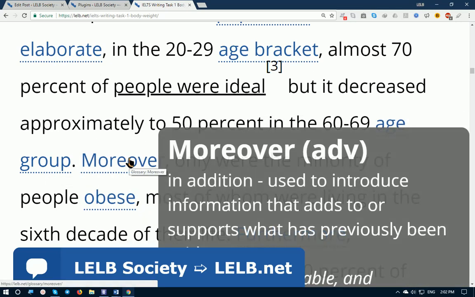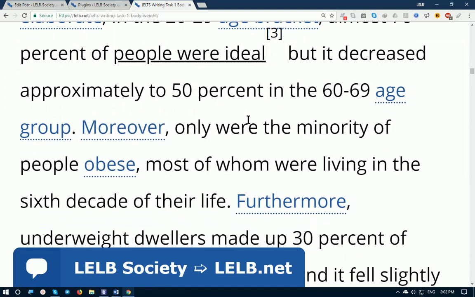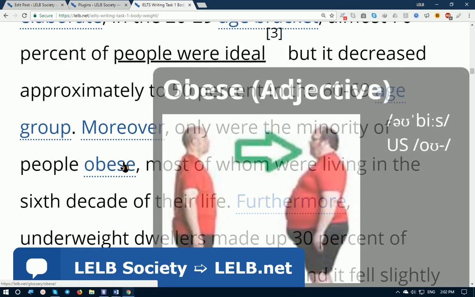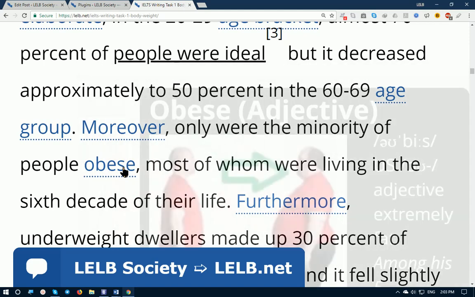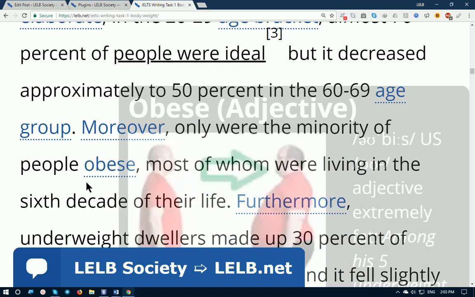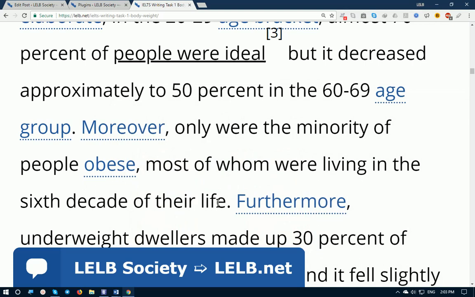Moreover, in addition, furthermore, only were the minority people obese. Pay attention, when we use only at the very beginning of the sentence, there must be an inverted form of the sentence. I mean, it is a statement, but the form actually is interrogative or question form. Were the minority of people obese, most of whom were living in the 6th decade of their lives.